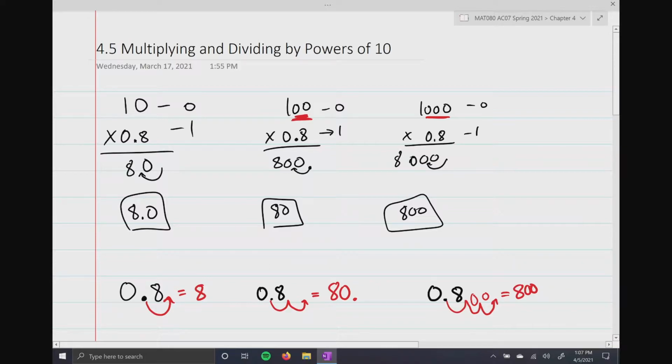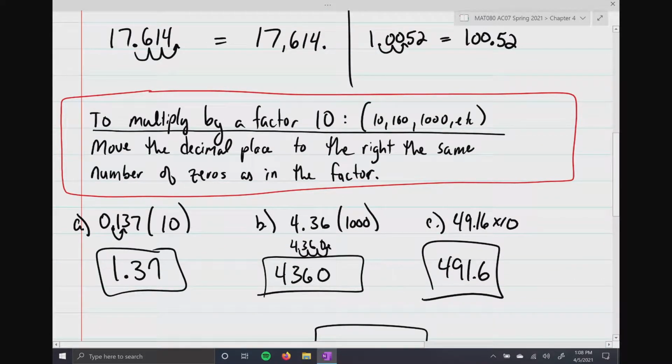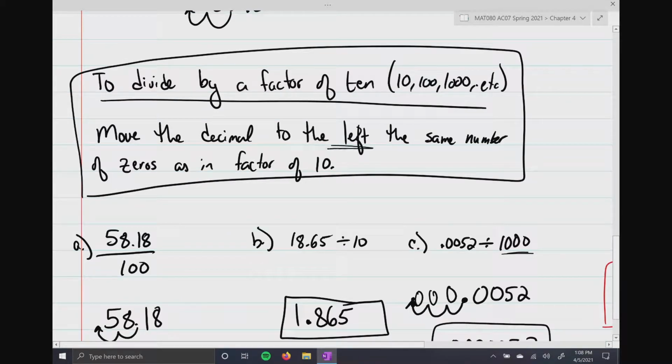Multiplying and dividing by powers of 10. Now, what do we mean by powers of 10? The powers of 10 that we're talking about are 10, 100, 1,000, 10,000, and so forth. What we learned was if you are multiplying by a power of 10, you move the decimal place to the right the same number of zeros as in the factor. And if you're dividing by a power of 10, you move the decimal to the left the same number of zeros as in the factor of 10.